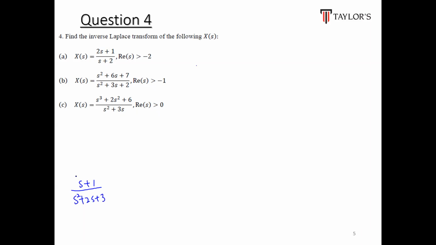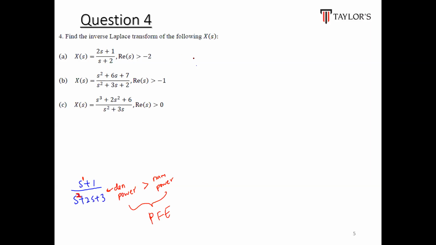You see, this one is power 1. This one is power 2. Your denominator power must always be greater than the numerator power. Then only you can apply partial fractions expansion. So in this case, you look at this, power 1 and power 1. You cannot do that. So what you can do is that you can factorize it out first.